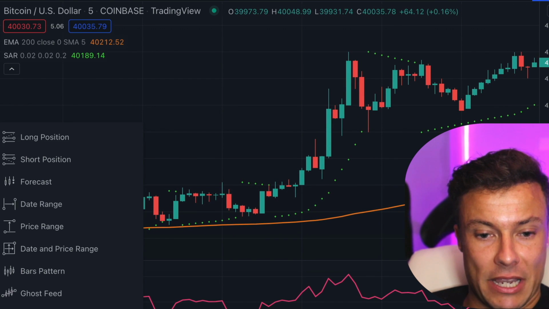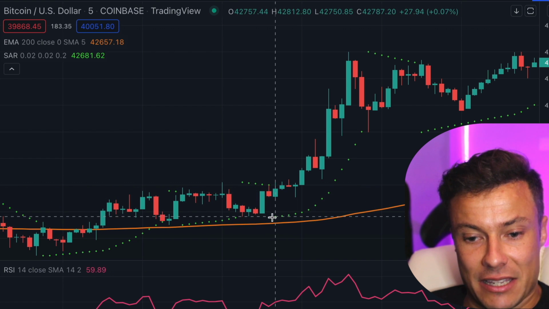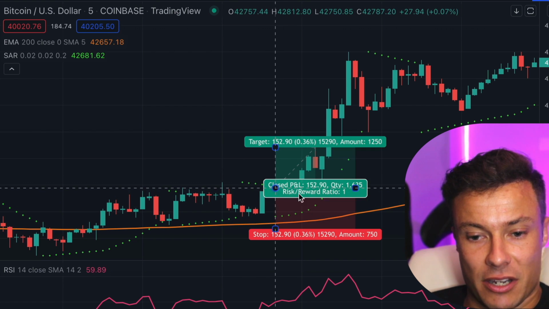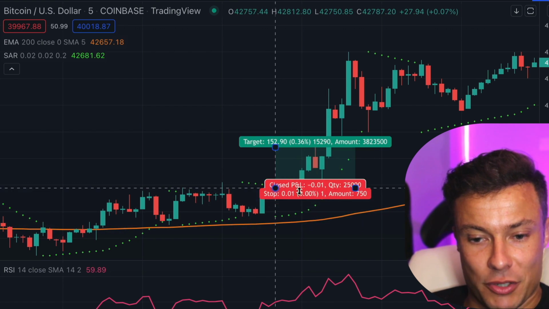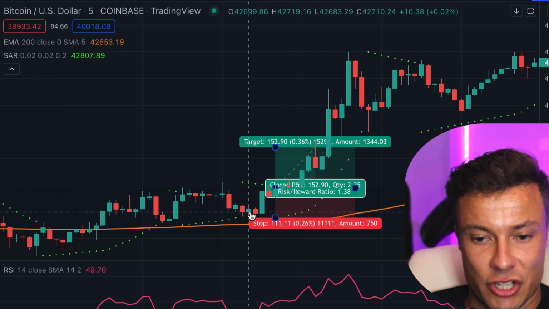Now, where we're going to put in our stop loss and our take profit is very key as well. As you can see, guys, we would enter our trade here, and my stop loss will be at the previous or most recent swing low, which we can see is just this candle here.